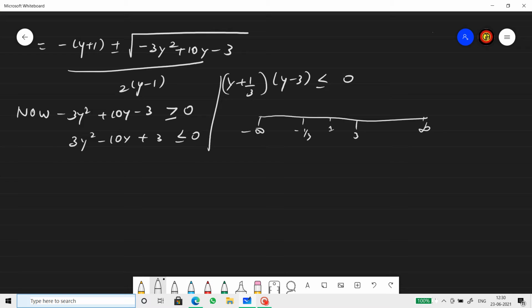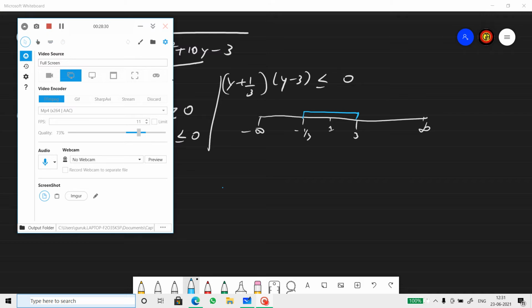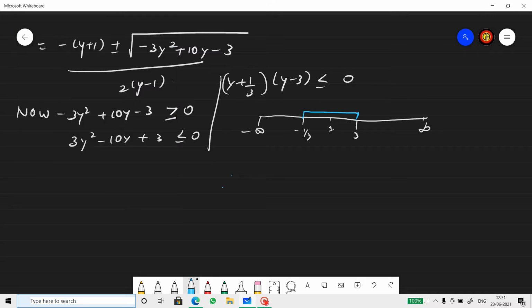So taking random values, you'll come to know that between minus 1 by 3 to 3, the values are positive. Between minus 1 by 3 to 3, you will find it is positive. I have taken an arbitrary value between minus 1 by 3 to 1, and then any arbitrary value between 1 to 3, and I'm finding both positive. So the entire limit of that is positive.